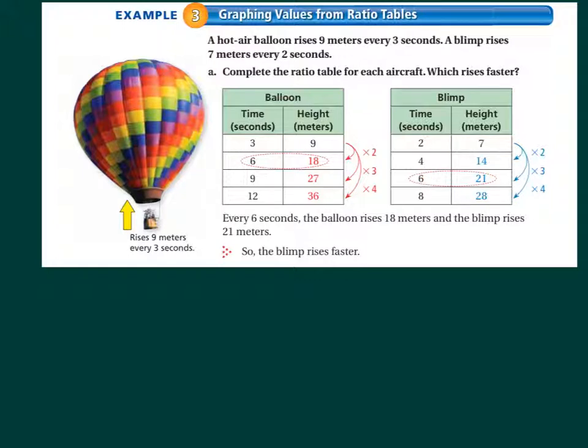So you can see here 6 is on the denominator for both of these, and at 6 it's at 18 for the balloon and 21 for the blimp, so the blimp rises faster.